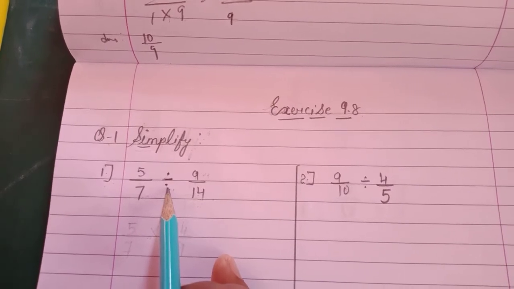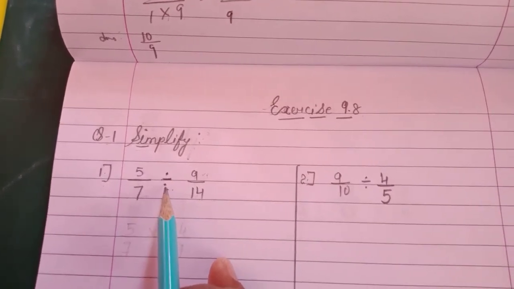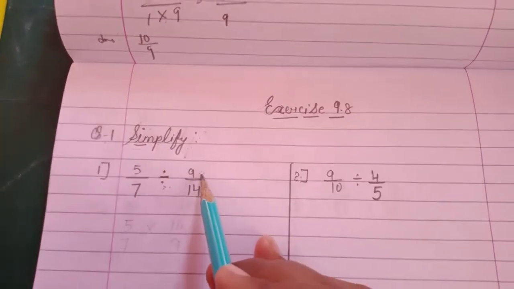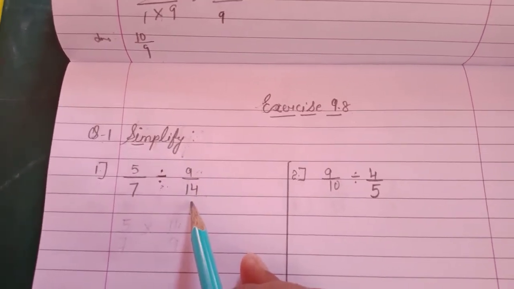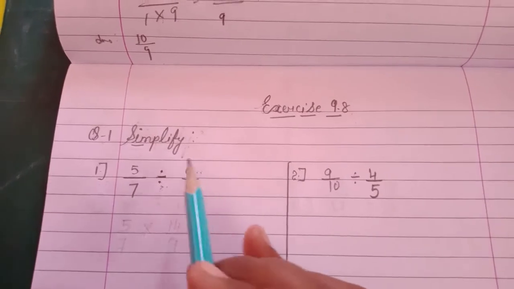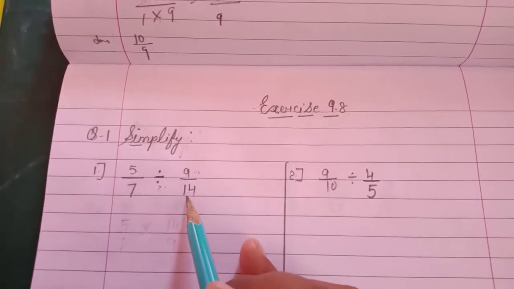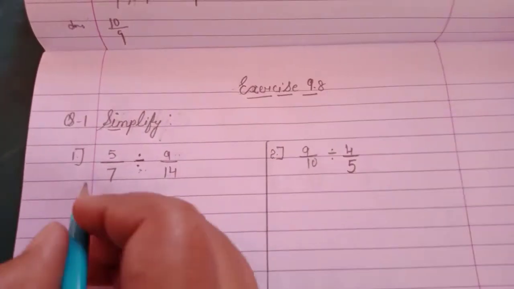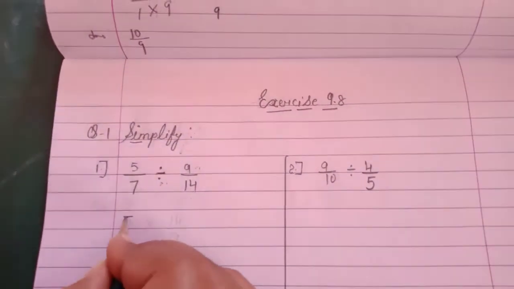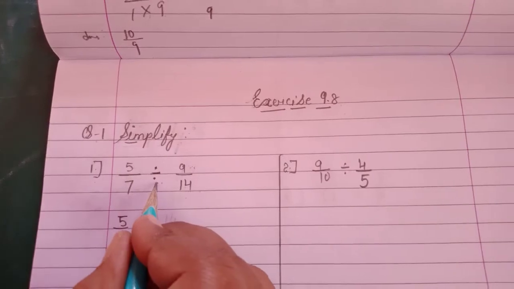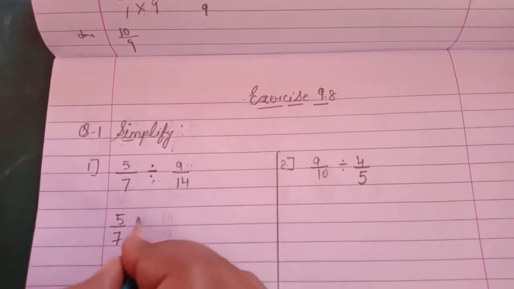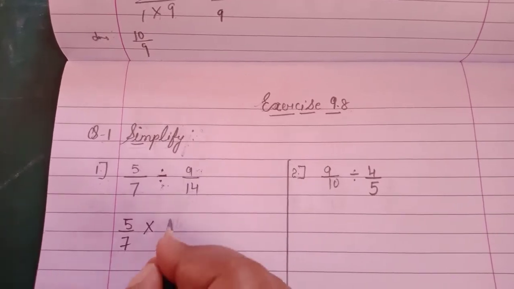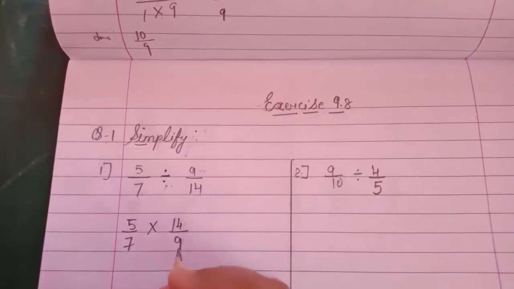So in division what we are going to do? Here the division sign will be changed into multiply, and the second fraction 9 upon 14 we will write in reciprocal, means numerator will change into denominator and denominator will change into numerator. So the first fraction we will write 5 upon 7, this divide sign will change into multiply, and the reciprocal of 9 upon 14 is 14 upon 9.